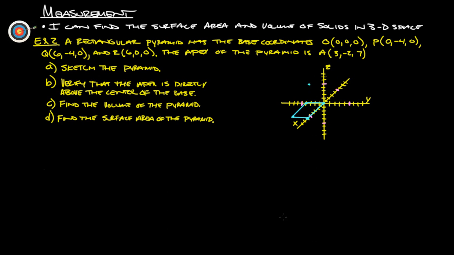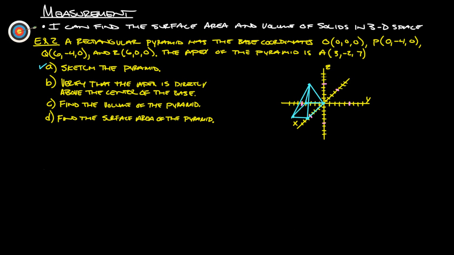So let's connect all these lines here, draw our pyramid. Okay, so here's roughly what our pyramid looks like. We have sketched our pyramid. Now, verify that the apex is directly above the center of the base. So let's find the center of the base, and we're just going to need to worry about the X's and the Y's. The Z, the height, is not going to really matter too much there.